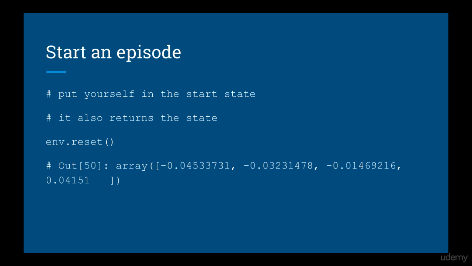Now that we have an environment, we want to run an episode, so let's do that. The first thing we need to do before we start the episode is we run the reset function. This puts you into the start state. If you do this in your IPython window, you'll notice that this returns something. It's an array. Well, what's in this array? It looks like an array of 4 floating point numbers. This, as you might naturally guess, is the start state.